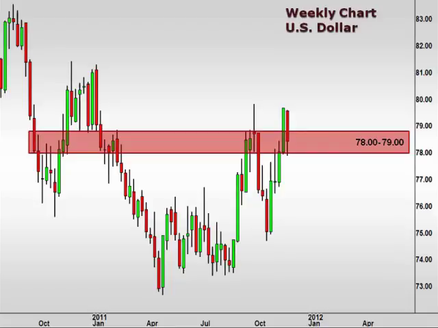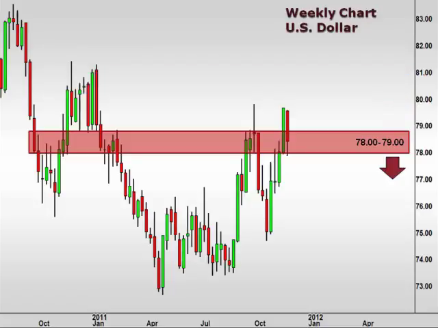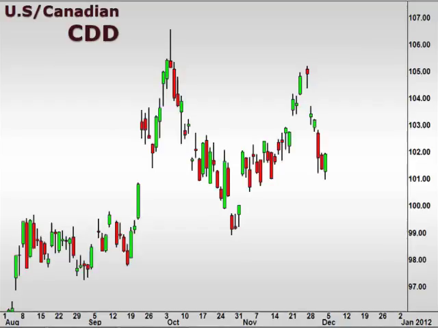78 held as support, and provided it holds again this week, the next upside target for the US dollar index sits at the 80-81 focal zone. Failure to hold 78 opens the window for a much bigger sell-off. Let's take a quick look at the daily chart. The daily chart reflects the near-term support sitting at 78, with the next target to the downside sitting at 77.